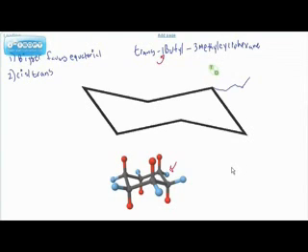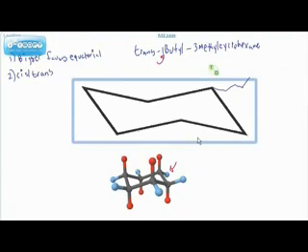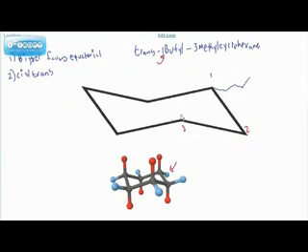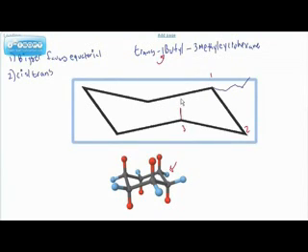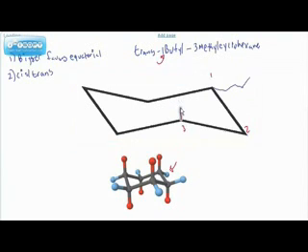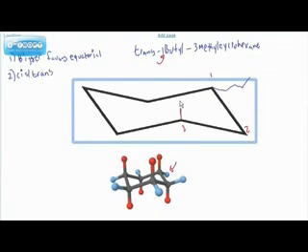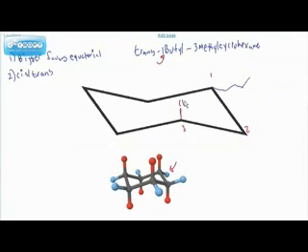We know that the methyl goes on the third carbon, so if we're counting 1, 2, 3, and counting this as the third carbon, we know that now the methyl group, since it's a smaller substituent, has to go on the axial position. Not only that, but it's trans, so you know that it has to be axial up. So we'll put our CH3 here.